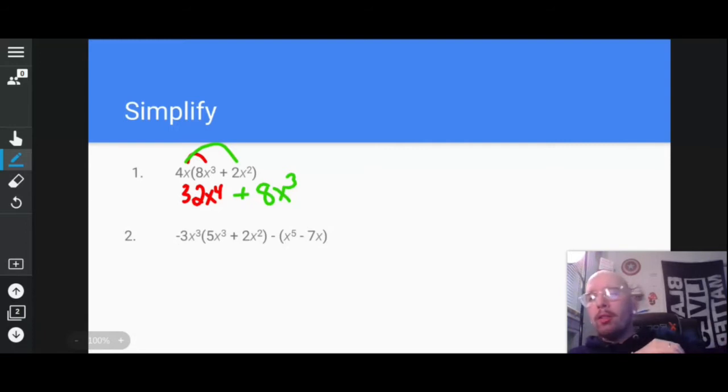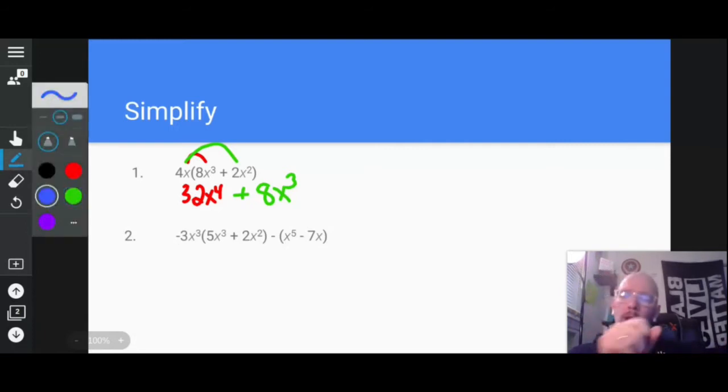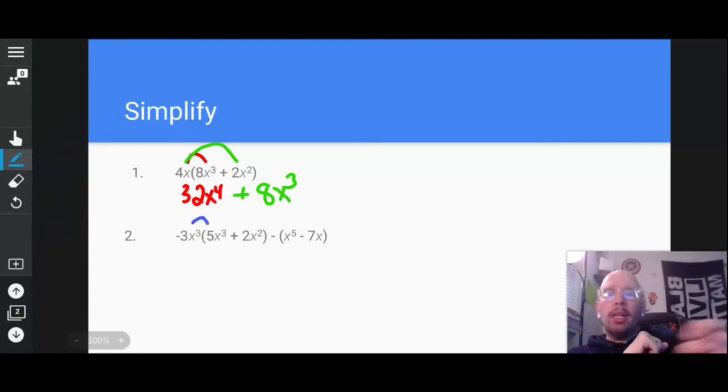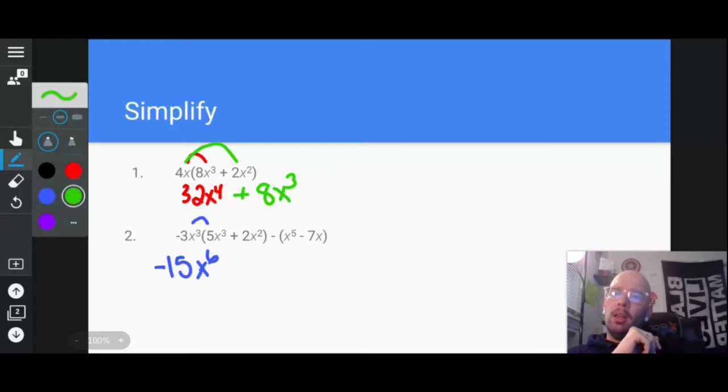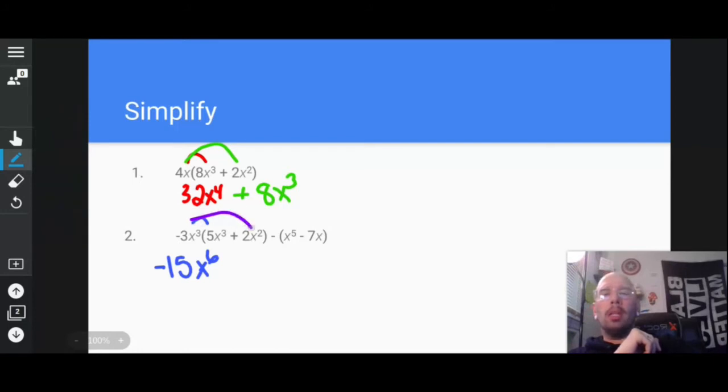Now I have distributive property twice. The first one is negative 3x to the third times 5x to the third. So I have negative 3 times 5, which is negative 15. X cubed times x cubed is x to the sixth. Add the exponents. Negative 3x to the third times 2x squared is going to be negative, because negative 3 times 2 is negative 6. X to the third times x squared is x to the fifth. And that's done.